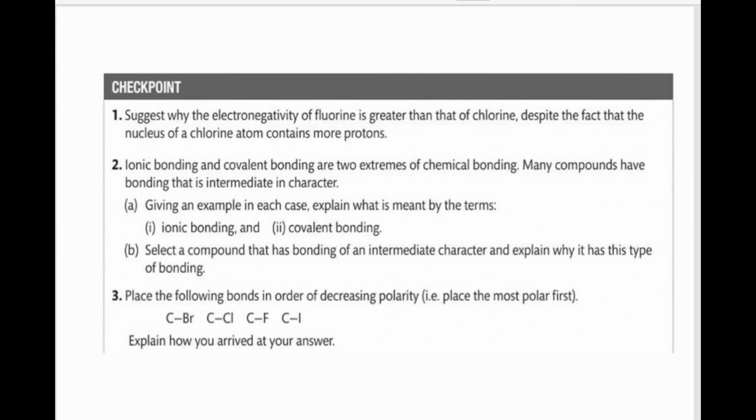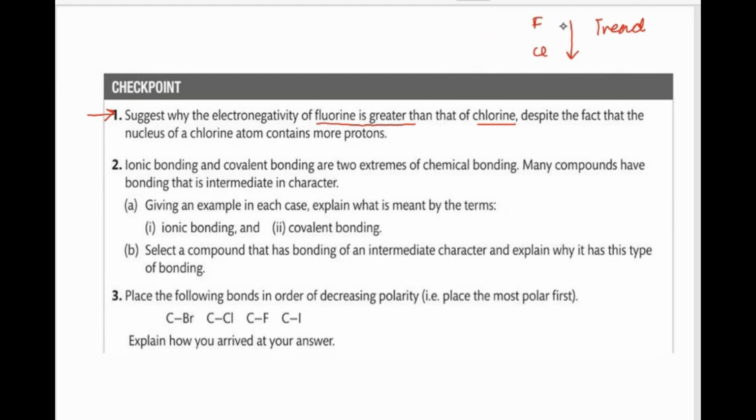This is a checkpoint. It's a part of your book. Now I'm just reading out the question and I think it will make sense now. Suggest why the electronegativity of fluorine is greater than that of chlorine. They're talking about the trend in a group. Now, why is fluorine more electronegative than chlorine?